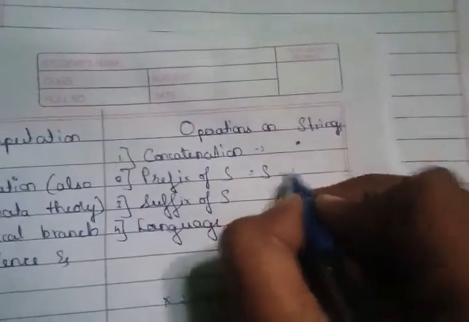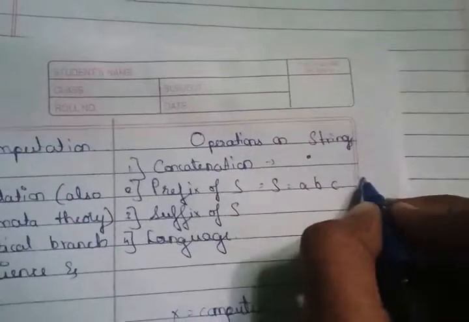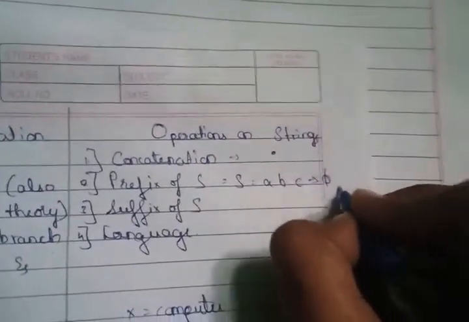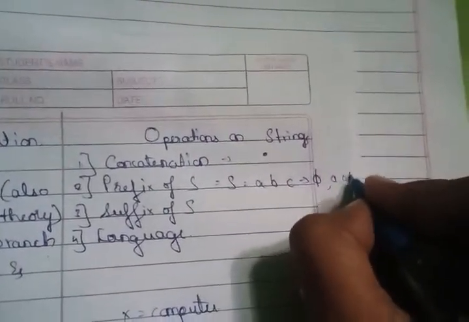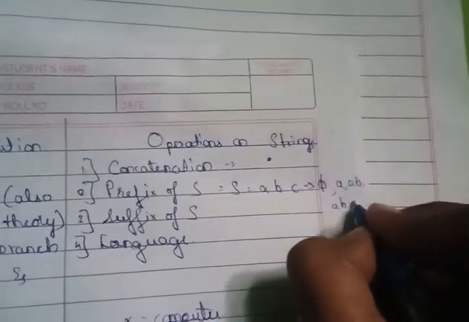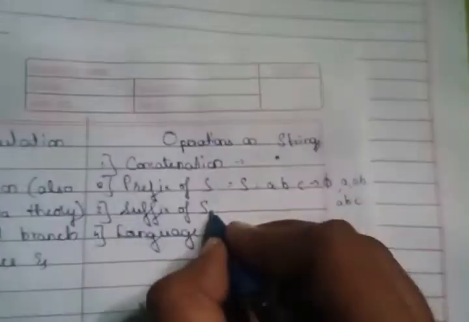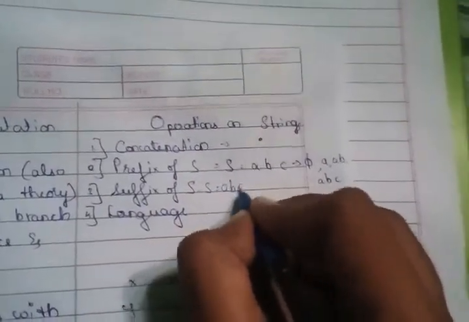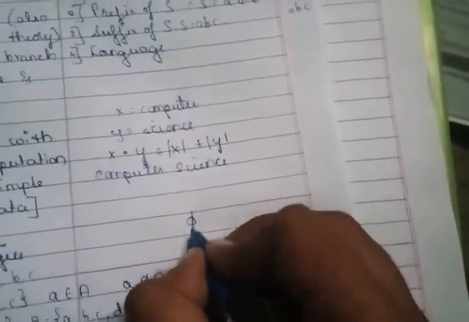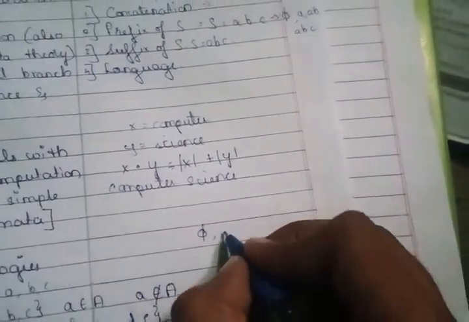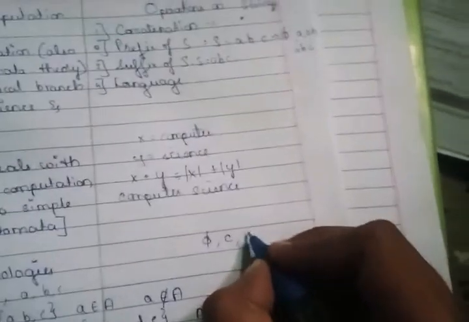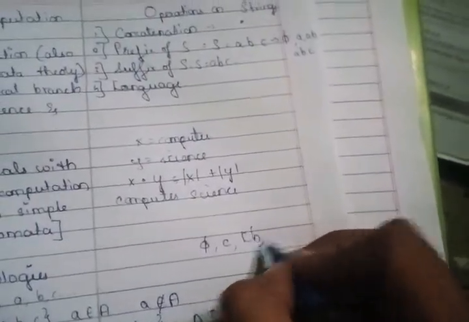The prefix of S is nothing but, let us assume that S is equal to ABC. So this can be represented as phi, then A, then AB, then ABC. Whereas the suffix of S, let us assume it is the same. This can be represented as phi, that is the empty string, then C, then CB, then CBA. The places can be changed according to us.